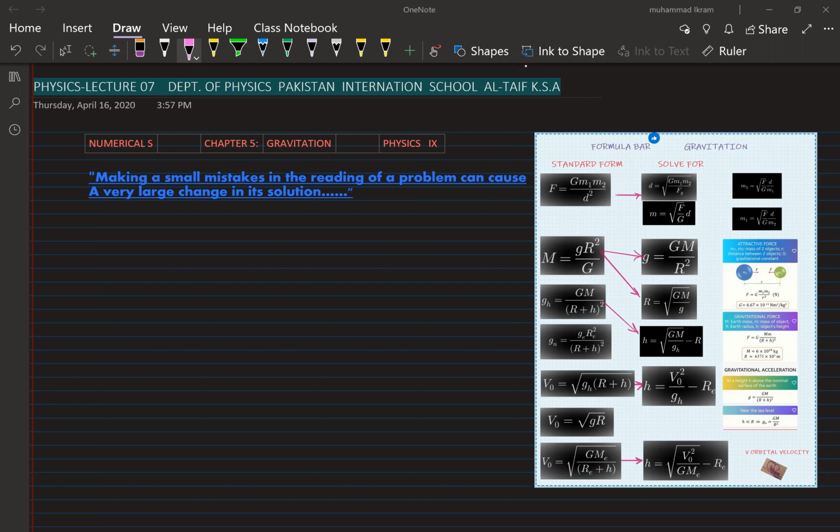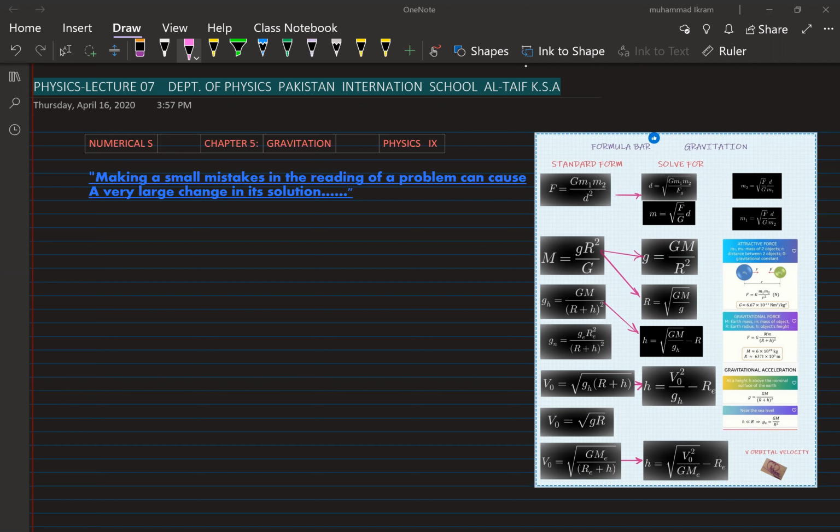In my last lecture, I discussed with you the MCQs and the question answer in the exercise and the numerical part. The numerical part was remaining. In today's lecture, I will focus on the numerical part of the chapter, and this is the last part of the chapter. But before starting numericals, I would like to tell you about the problem solving techniques, right? That is very important.